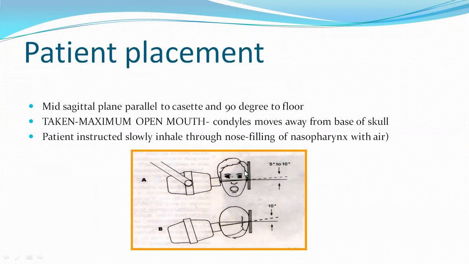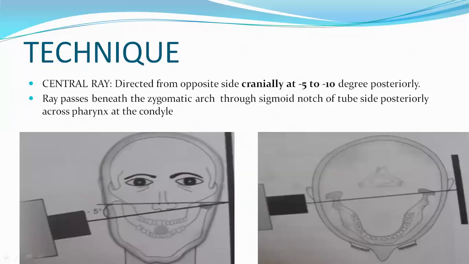Why do you want to tell the patient to open the mouth? Because the condyle will move away from the base of the skull, right? You have to instruct the patient to slowly inhale so that the nasopharynx fills with air, right? Technique, again, central ray: it has to be directed cranially upward, given angulation of minus 5 to minus 10 degrees posteriorly towards the joint of interest.